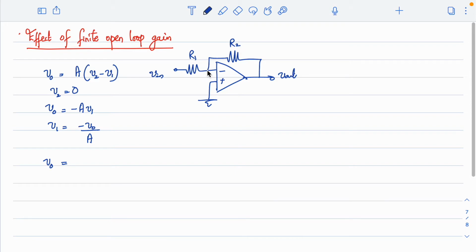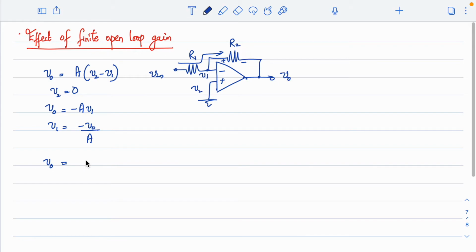This is V out. Now this is V2, V2 is 0, but V1 is not equal to 0, V1 is minus V0 by A. Now how can I write V0 or V out? Both are the same. V out is this node voltage. If I know V1, because the current is again flowing in this direction only, from V1, if I deduct the drop across R2, I will get V0.